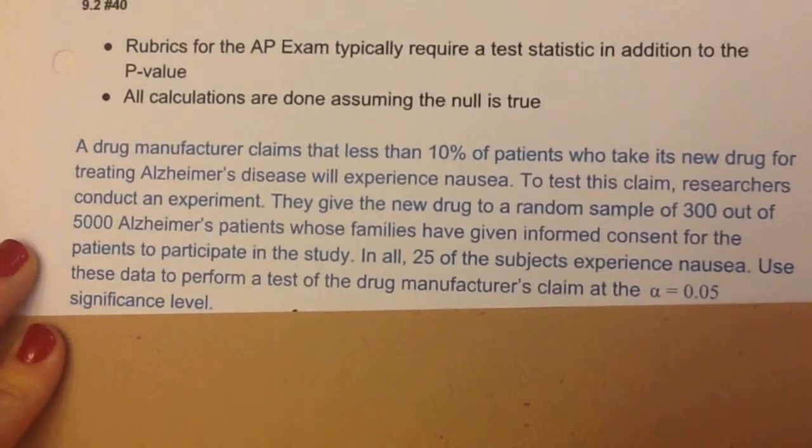is a drug manufacturer claims that less than 10% of patients who take the new drug for treating Alzheimer's disease will experience nausea. To test this claim, the researchers conduct an experiment. They give the new drug to a random sample of 300 out of 5,000 Alzheimer's patients whose families have given informed consent for the patients to participate in the study. In all, 25 of the subjects experienced nausea. Use these data to perform a test of the drug manufacturer's claim at the alpha equal 0.05 significance level.